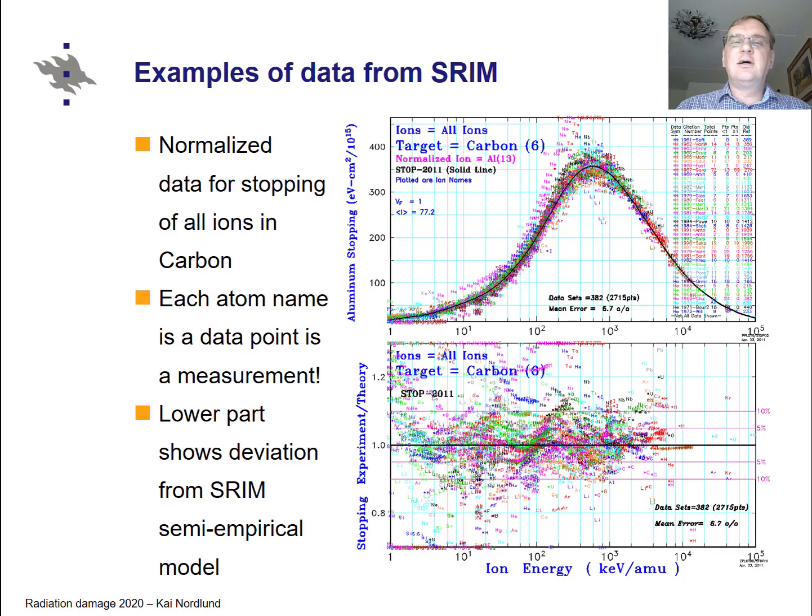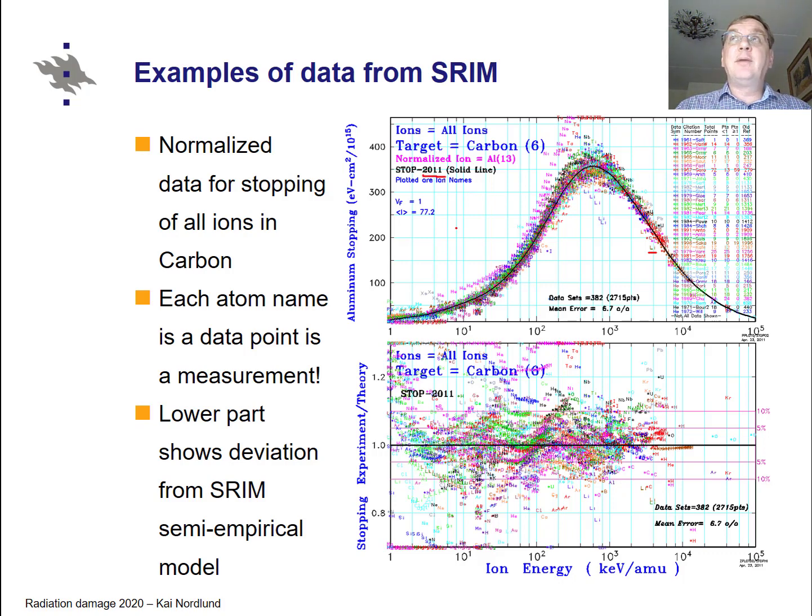So for instance, this would be helium ions in carbon, that would be a nickel ion in carbon, this would be a lithium ion in carbon, and so on. As you see, there is some variation there, which is after a normalization procedure. Here you see that this variation is compared to the SRIM stopping model from 2011.